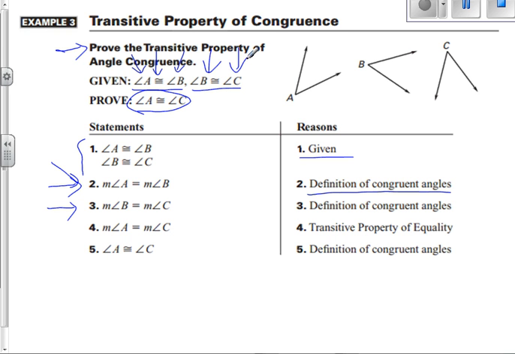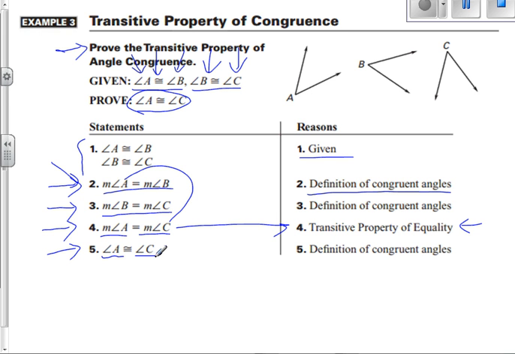Okay. Then if I look at step 4, you have the measure of angle A is equal to the measure of angle C, and this would be your transitive property. So this is where if A equals B and B equals C, therefore A is equal to C. That's my transitive. Okay. And then if I look at my very last step, because the measures of the angles are equal, I know that the angles themselves are congruent, and that would be the definition of congruent angles. Okay.